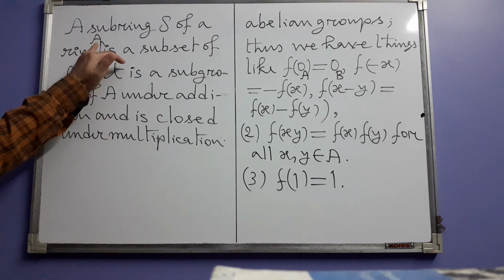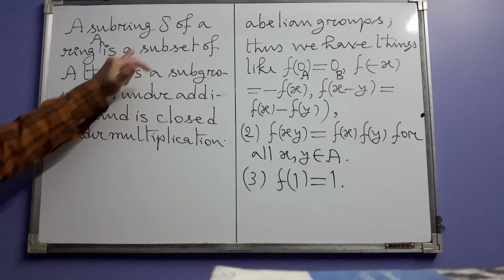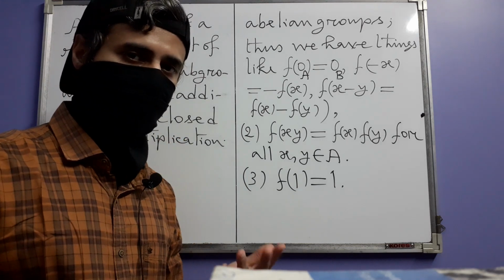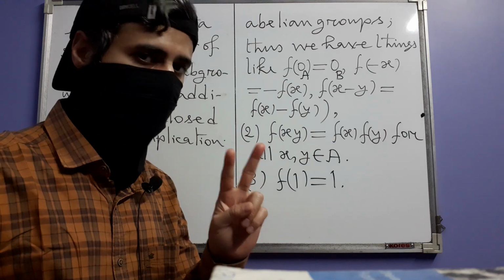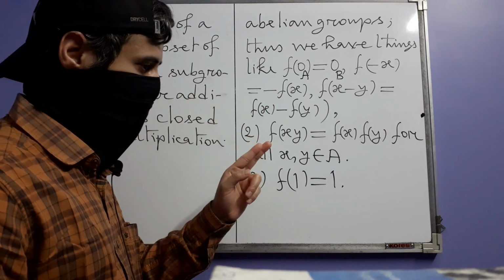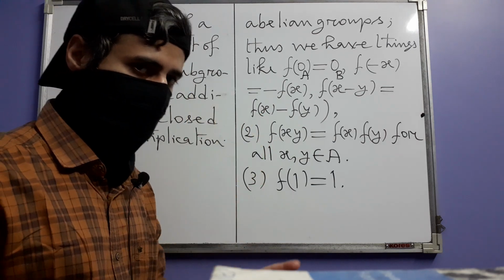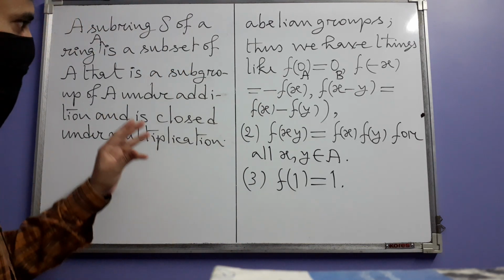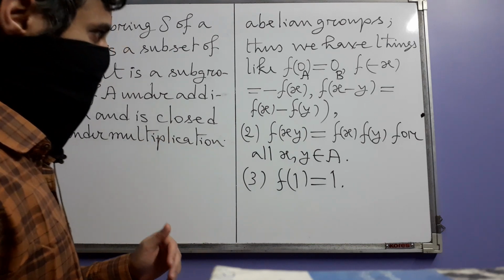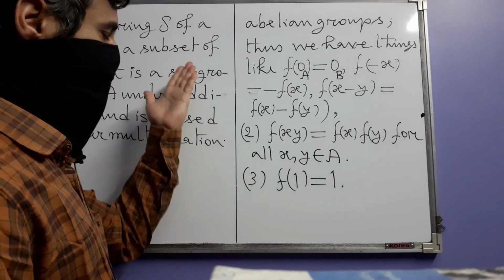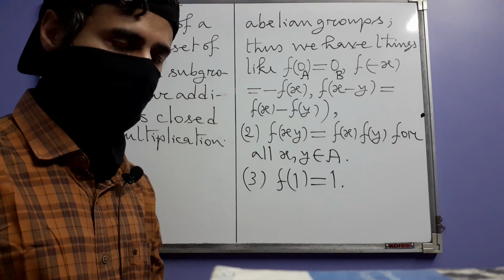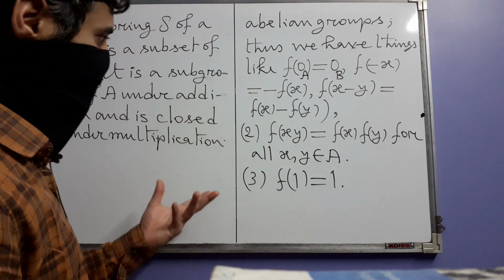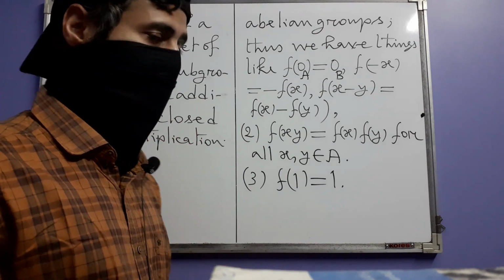So you have a ring A and you have a subset S of A. We would call S a subring of A if S is a subgroup of A. There are two conditions. S is a subgroup of A under addition, and then the second condition is that S is closed under multiplication. The error in the book is that the book states that such a subset S is a subring of A if S is just closed under addition and multiplication. Simply being closed under addition is not enough.